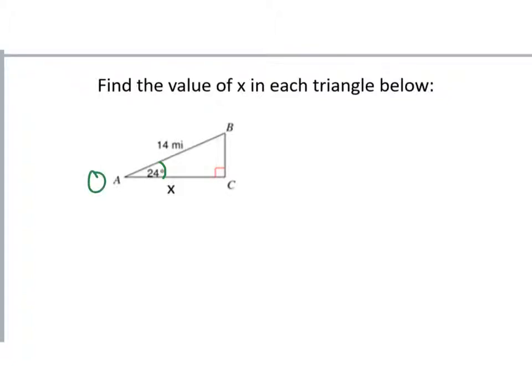I'm standing here at angle A. My hypotenuse across from the right angle is the 14. And then remember, hypotenuse touches one side of the angle, and the adjacent side touches the other, which leaves the opposite. Okay? All right, I know the hypotenuse is 14. I'm trying to find the adjacent side. So, TOA.